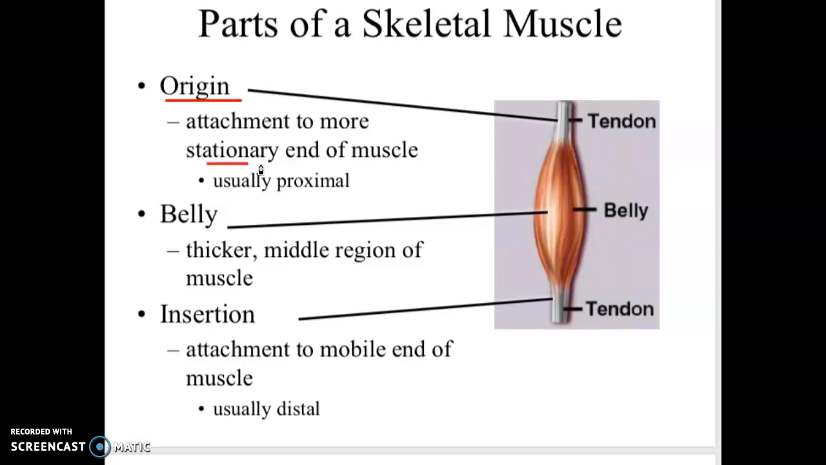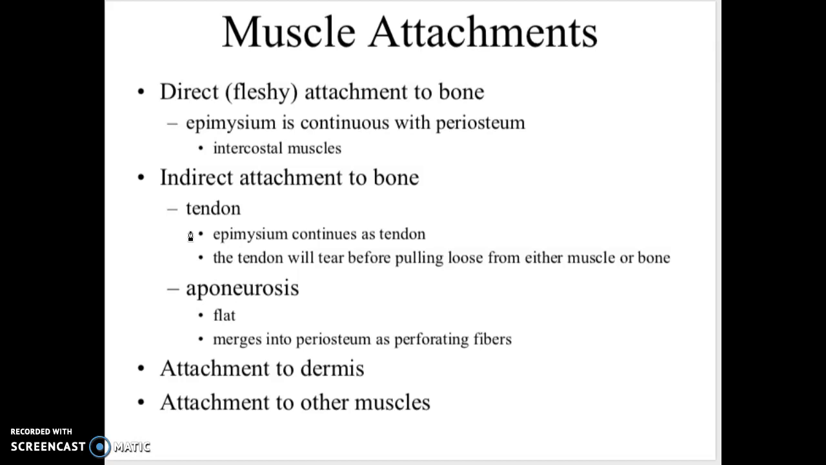Origin is a stationary end that's usually more proximal, closer to the body. The belly is the whole main part of the muscle. And then the insertion is the mobile end that's usually distal. Muscles can attach in one of four ways.